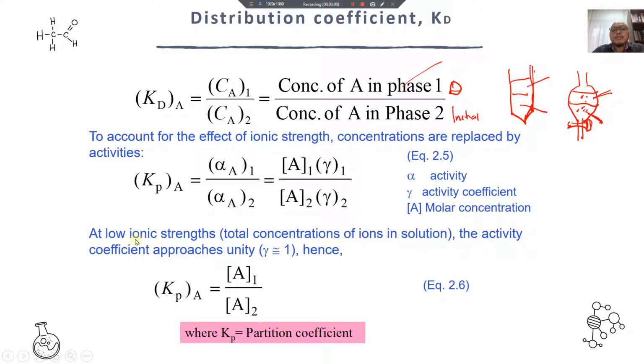If you look over here, the distribution coefficient is affected at high ionic strength. At low ionic strength, the activity coefficient approaches unity, so approaches 1, so you can just ignore that. Then you can just focus on the concentration of your desired compound in the desired phase, and the concentration of the remaining compound in the initial phase, which is equal to Kp.